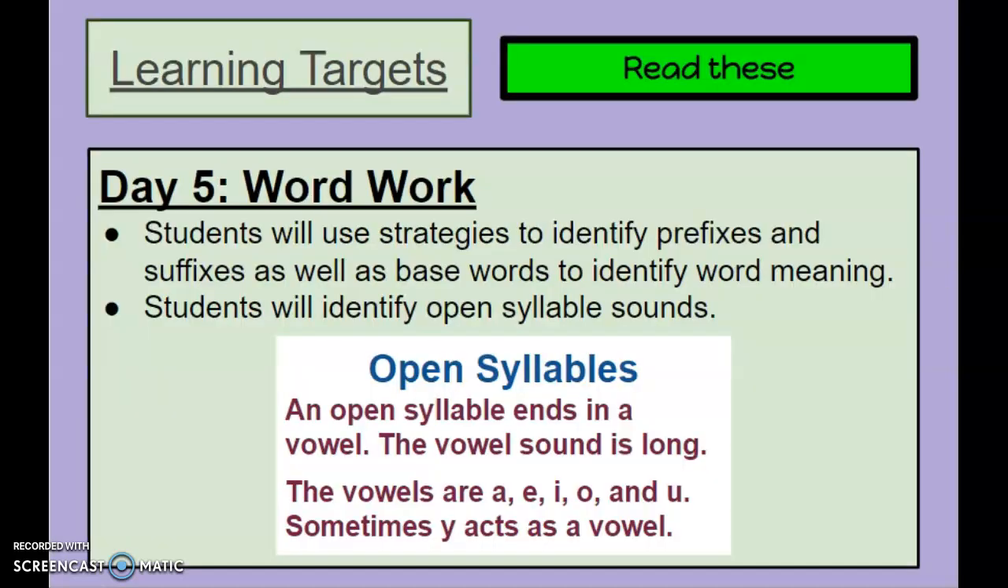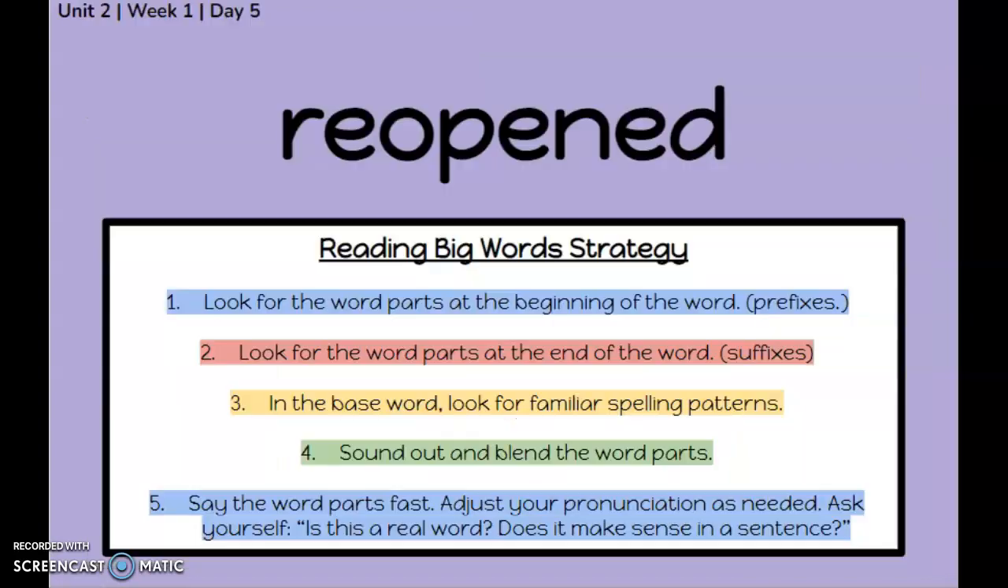Our learning targets for today are: students will use strategies to identify prefixes and suffixes, as well as base words, to identify word meaning, and students will identify open syllable sounds. So remember, an open syllable ends in a vowel. The vowel sound is long. The vowels are A, E, I, O, U, and sometimes Y. So let's take a look at our first example.